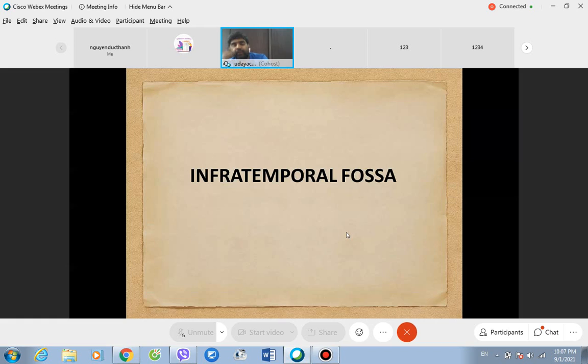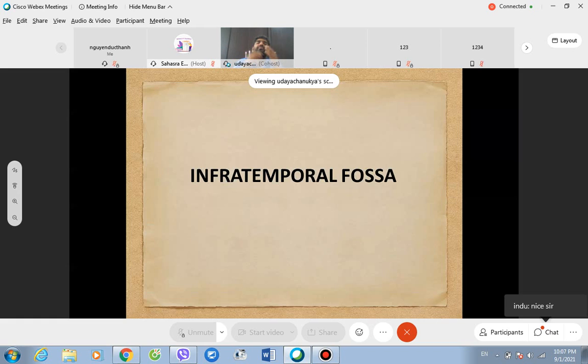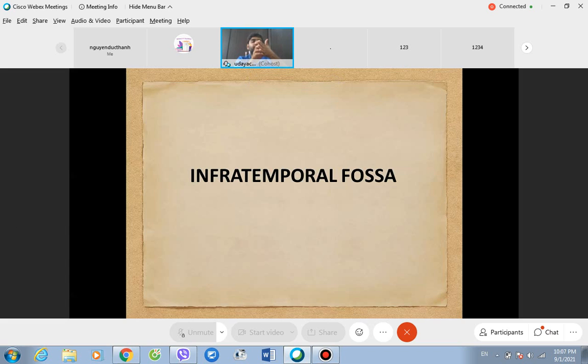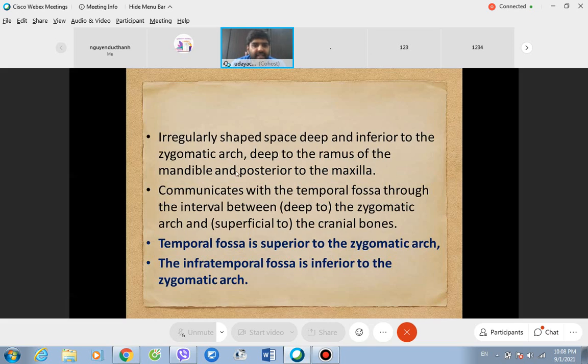Coming to the infratemporal fossa. Remember, anteriorly it is the posterior wall of the maxilla, and behind it is the pterygopalatine fossa, and the pterygopalatine fossa and infratemporal fossa communicate via the pterygomaxillary fissure. Infratemporal fossa is an irregularly shaped space deep and inferior to the zygomatic arch, deep to the ramus of the mandible and posterior to the maxilla. See, there are three structures: zygomatic arch, deep to the ramus of the mandible, and posterior to the maxilla.